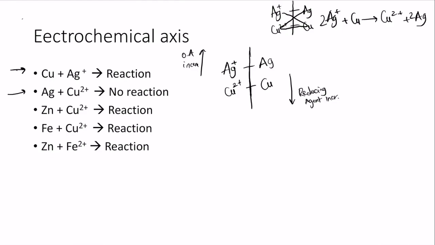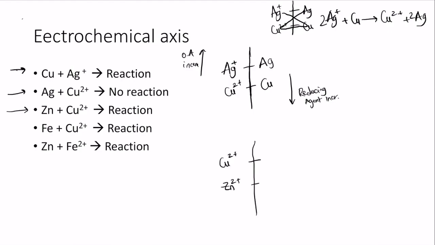Now let's look at reaction 2. Zn plus Cu2+ gives us a reaction. Because there is a reaction, Cu2+ should be the greater oxidizing agent than Zn2+.